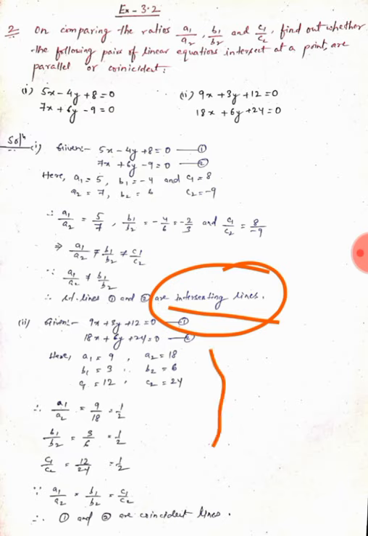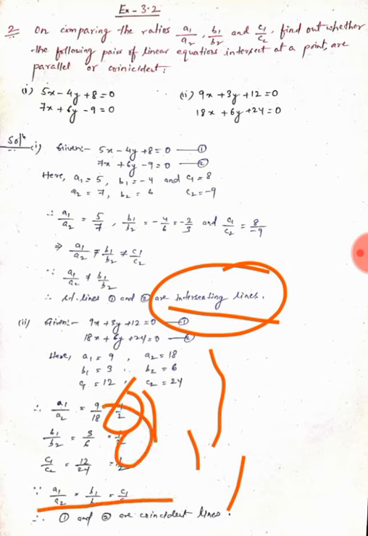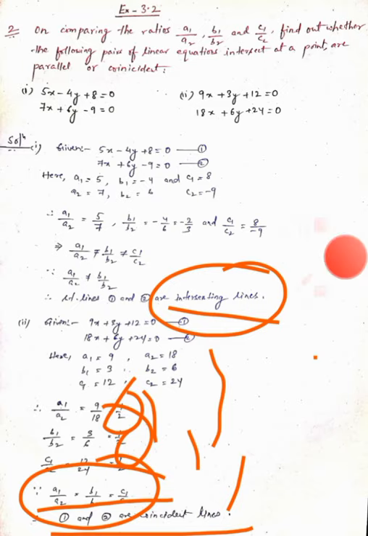Same thing, I have written a1 by a2, b1 by b2 first, and I have found out what is a1 by a2, b1 by b2, c1 by c2. And see, in all the cases we have 1 by 2, 1 by 2, 1 by 2, right? So since a1 by a2, b1 by b2, c1 by c2 all are equal, we can say they are coincident lines. If the first two only are equal, a1 by a2 is equal to b1 by b2, in that case the two lines are parallel lines. But if all the three are equal, then they are coincident lines. Hope you have understood this.